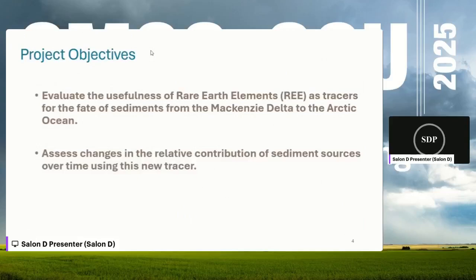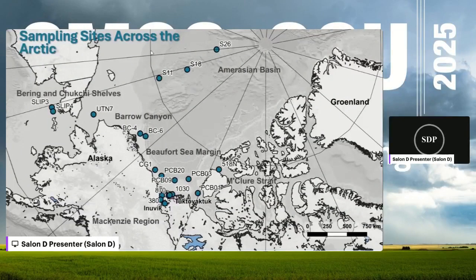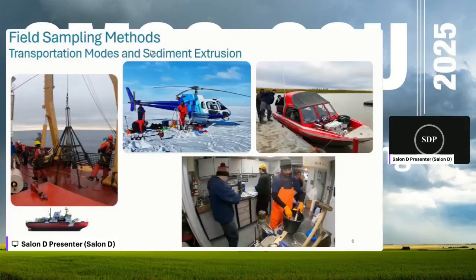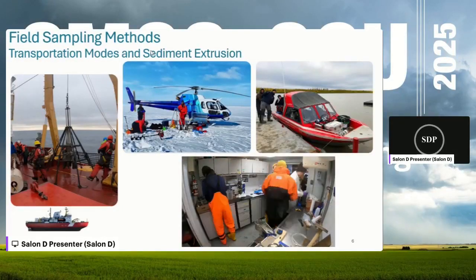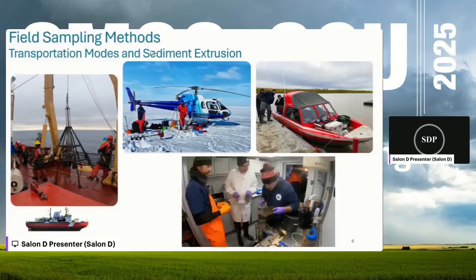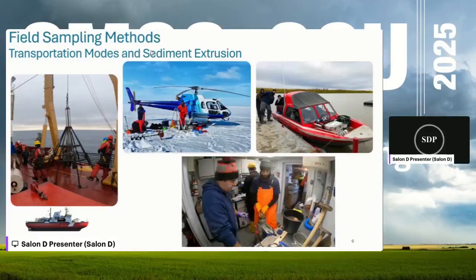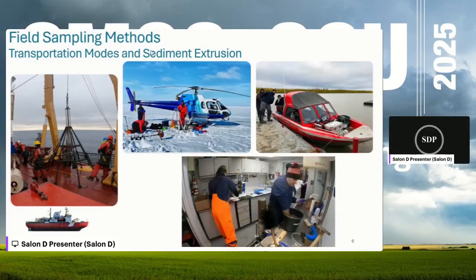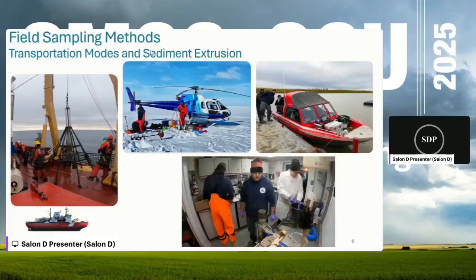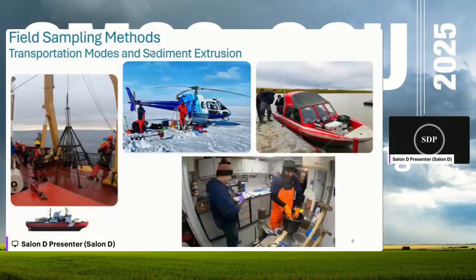To do that, first we need a lot of samples. So we went all around the Arctic Ocean: the Mackenzie region, the McClure Strait, Barrow Canyon, the Bering and Chukchi Shelf, up to the Eurasian Basin, and we took sediment cores to study what the sources of sediment are there. We went by icebreaker, by helicopter, or by boat, depending on the type of sample that we needed, and we took sediment cores. As you may know, the deeper sediment is older, so we brought all the sediment and cut it at every centimeter. That way, with each site, we have spatial sampling, and then for each core, we have a temporal one.